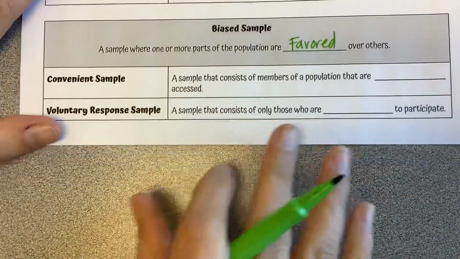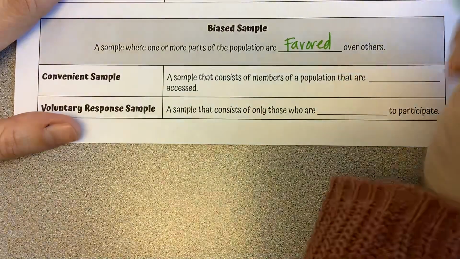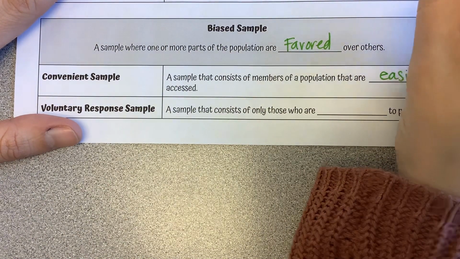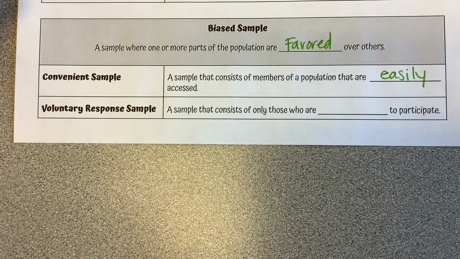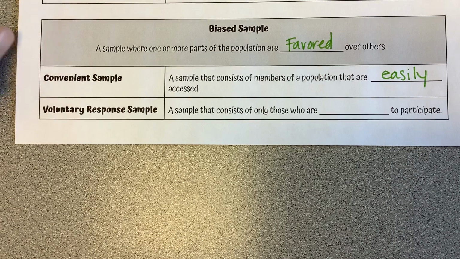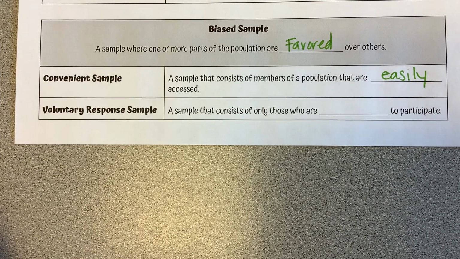So a convenient sample is a sample that consists of members of a population that are easily accessed or conveniently accessed. It's easy. If I want to survey people on their favorite sport and I'm at a basketball game, that's easy, but it's probably going to favor basketball.